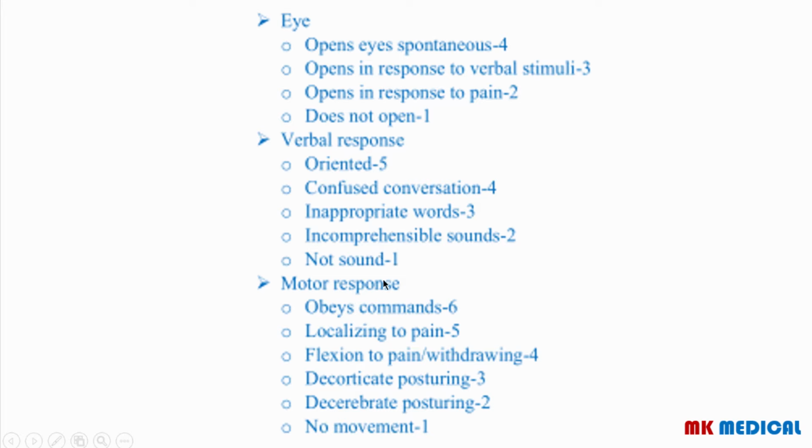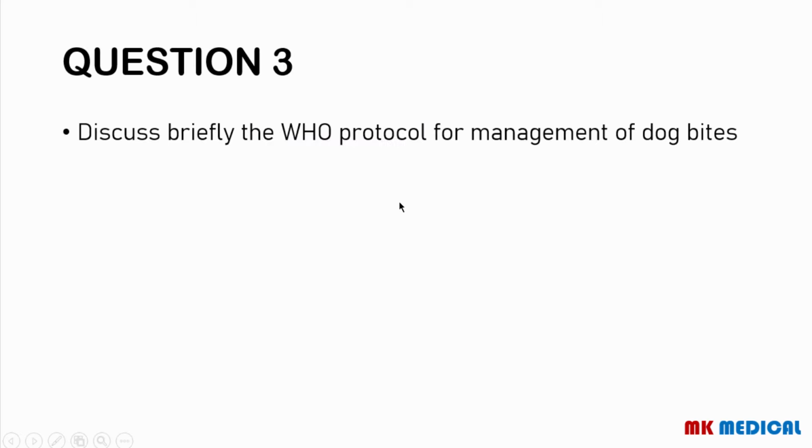Then motor is scored out of 6. So if they obey simple commands, you give them a score of 6. If they're able to localize pain, you give them a score of 5. If there's flexion or withdrawing from pain, you give them a score of 4. And if they're in a characteristic posture, which is known as decorticate rigidity or decorticate posturing, you give them a score of 3. If they're in decerebrate rigidity, you give them a score of 2. And if, of course, there's no movement at all, you give them a score of 1. And then the total is summed out of 15.